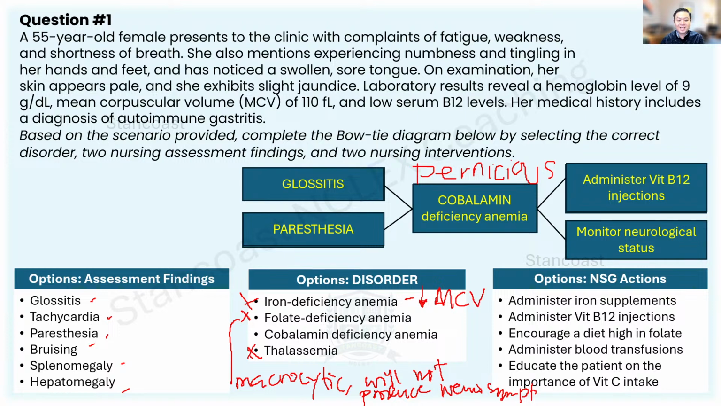And of course, we're going to have to monitor the neurological status of the patient, because it can also lead to neurological damage. So we need to keep an eye out for any worsening symptoms.